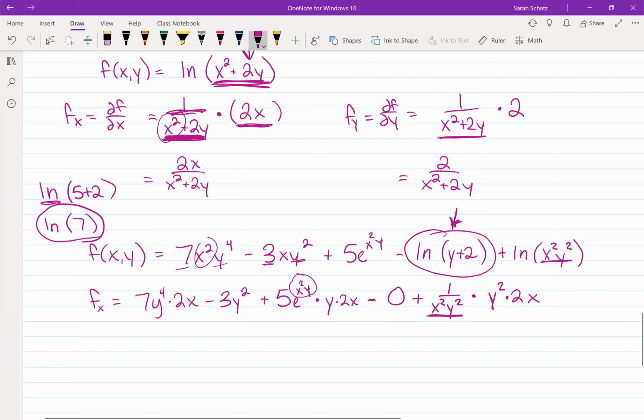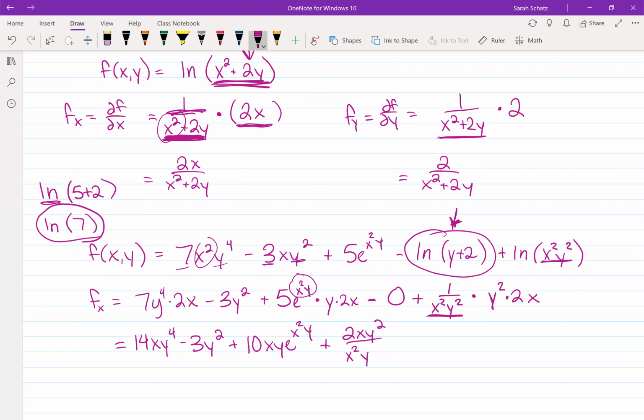So let's clean this up. You guys, let's call this 14xy to the 4th minus 3y squared plus, let's put 10xy e to the x squared y plus, let's see, let's call this 2xy squared over x squared y squared.